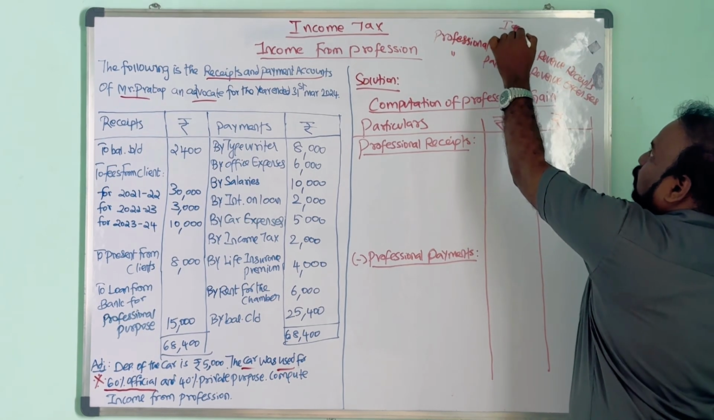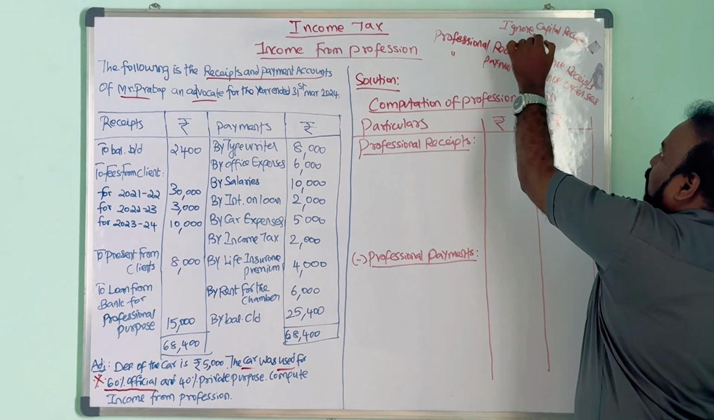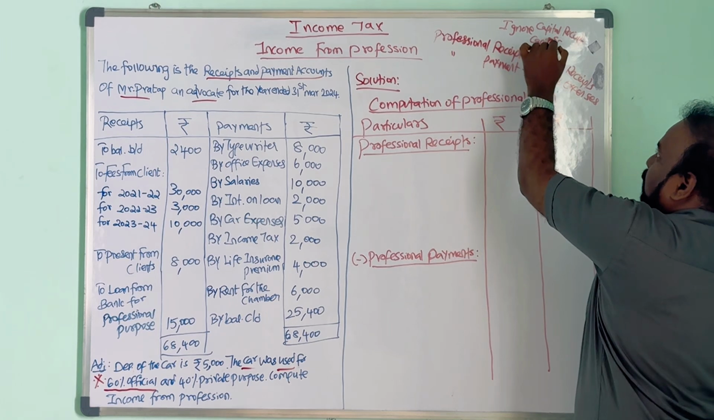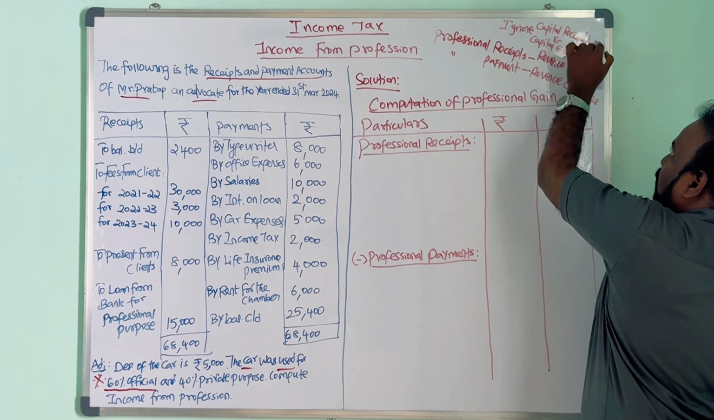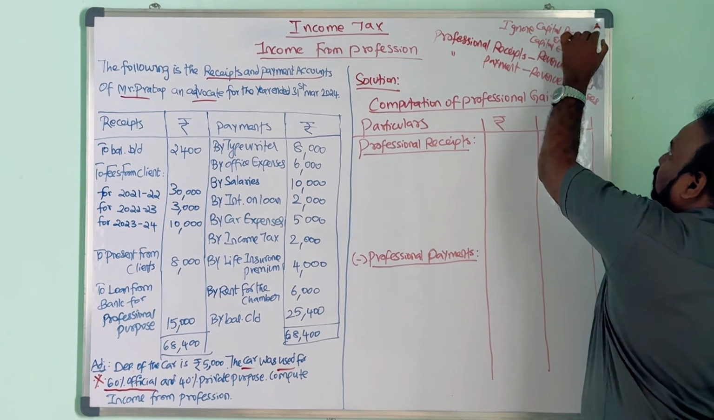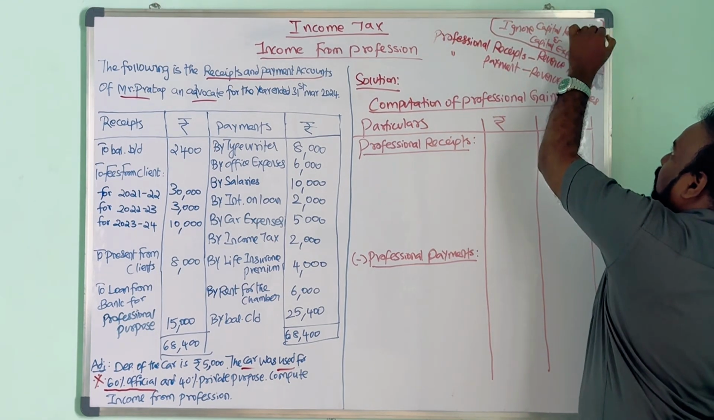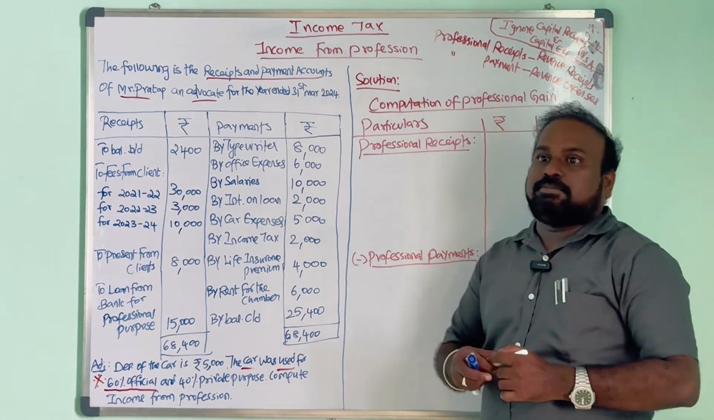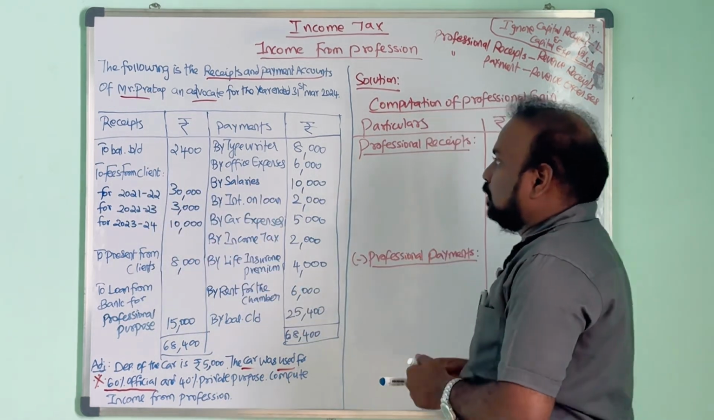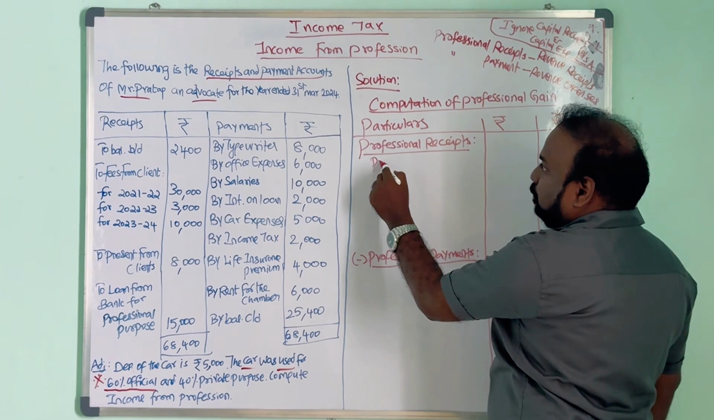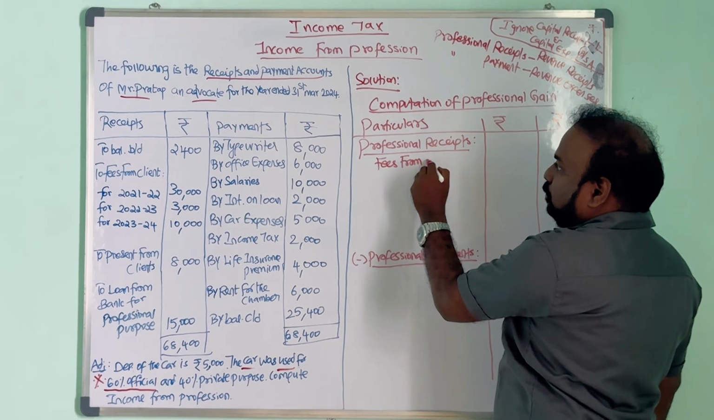So, ignore capital receipt and capital expenses. These two will come in the balance sheet. Receipt will come in the liability, expenditure will come in the asset side of the balance sheet. So, just ignore these items while calculating professional income. Now, first is receipt: professional receipt. First one is fee from client.